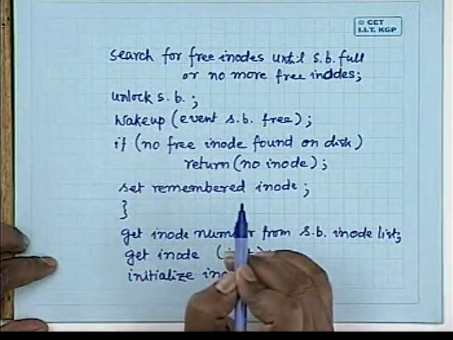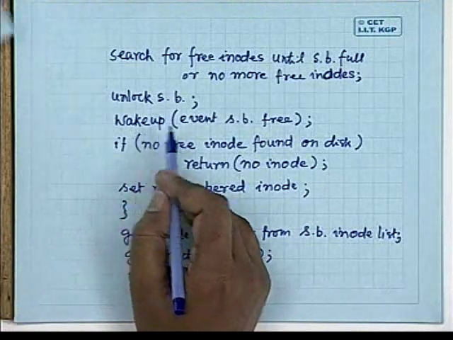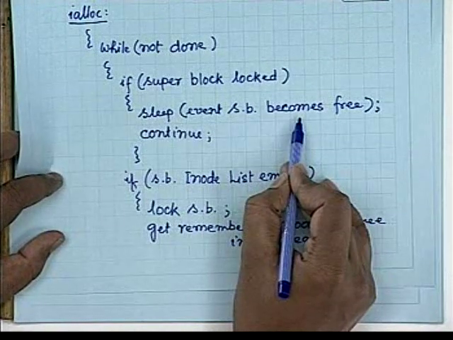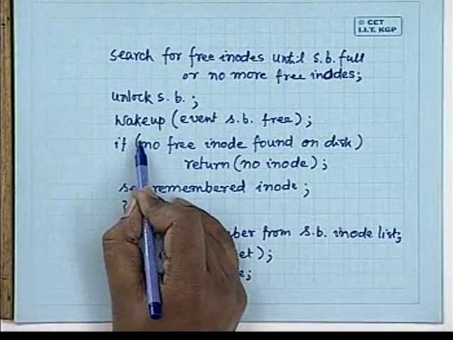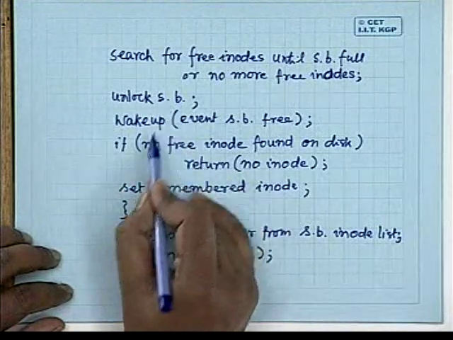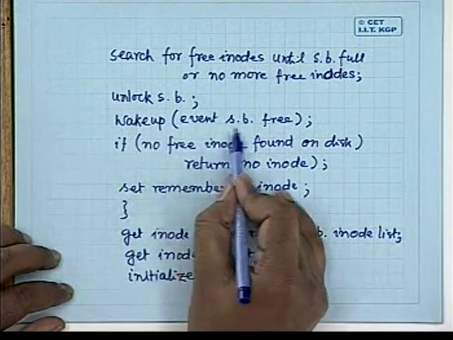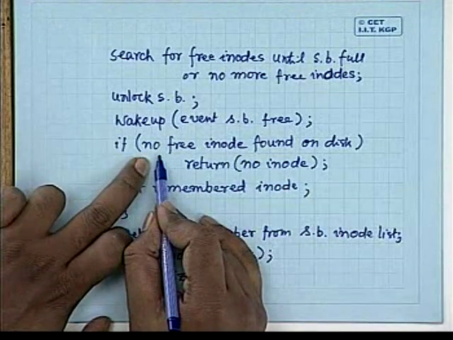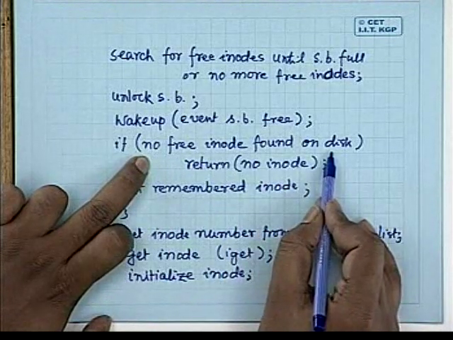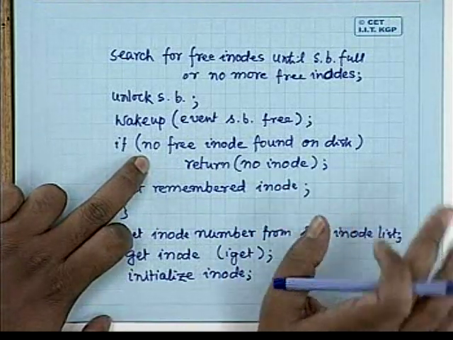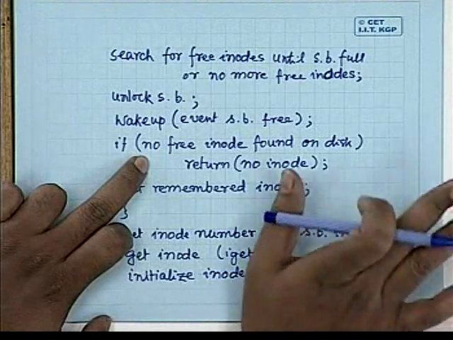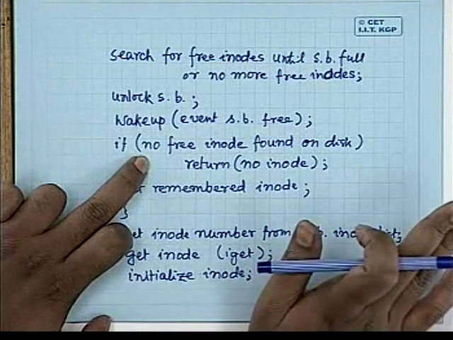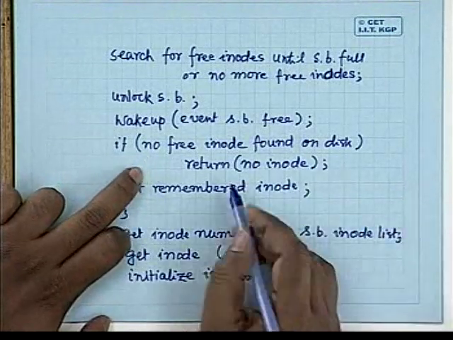After that, you have to unlock the superblock. Now in this case, I had a number of processes which can sleep on the event that the superblock becomes free. So all those processes have to wake up now once the superblock becomes unlocked. So you wake up all processes which were sleeping on the event that the superblock becomes free. Then after that, you check whether no free inode was found on the disk. The superblock list was empty, and I could not get any unallocated inode on the disk which can be copied into the superblock free inode list. So naturally, no other file or directory can be created. So we return with no inode.